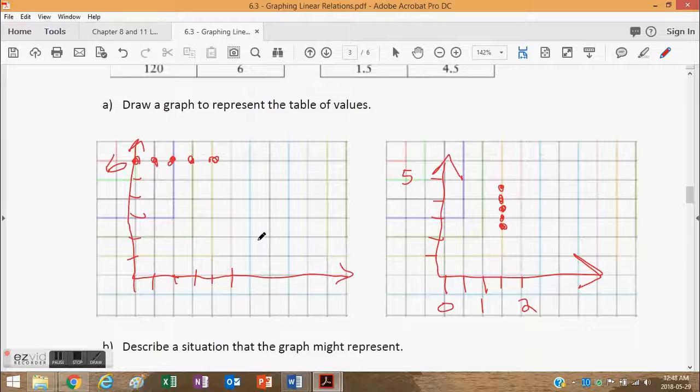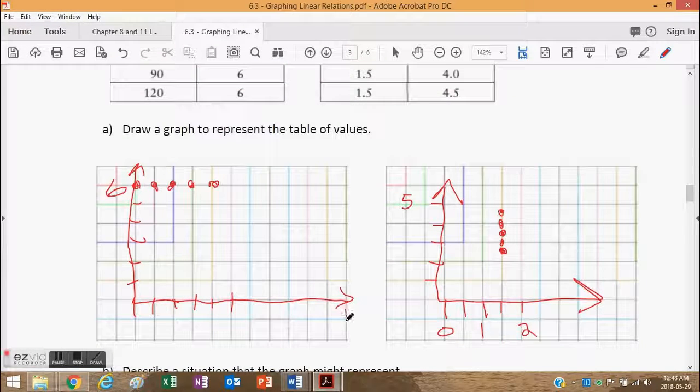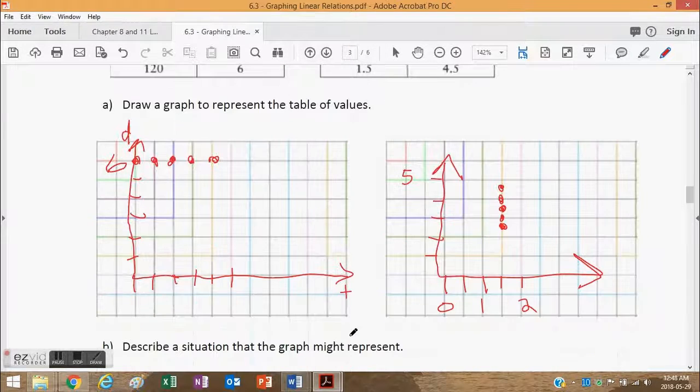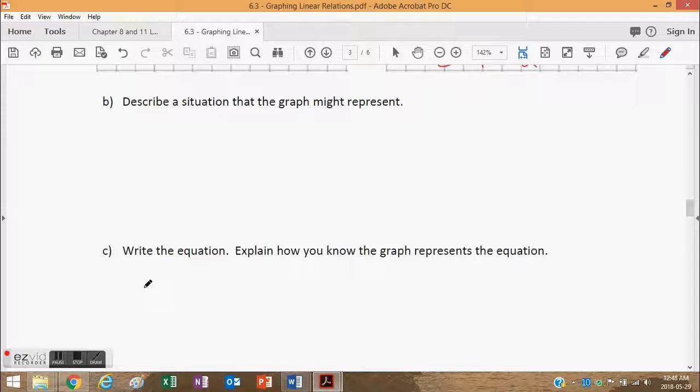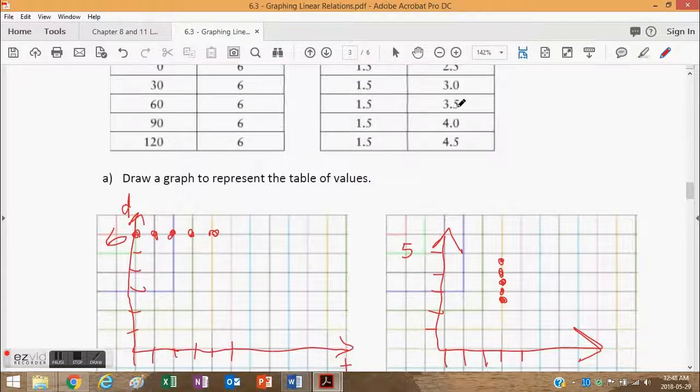Write the equation. Now, horizontal and vertical equations are really easy, but you got to look at your variables here. So for the very first graph, this axis is the time, and this axis is the distance. Does the time matter? No, it doesn't. No matter what the time is, it's always at 6 meters. So for the first one, the distance equals 6. Very easy table of values also, because it doesn't matter what you put in for time, distance is 6.